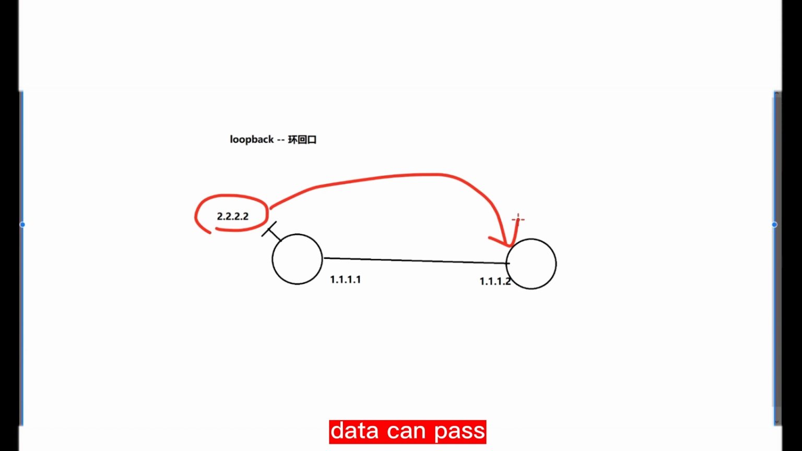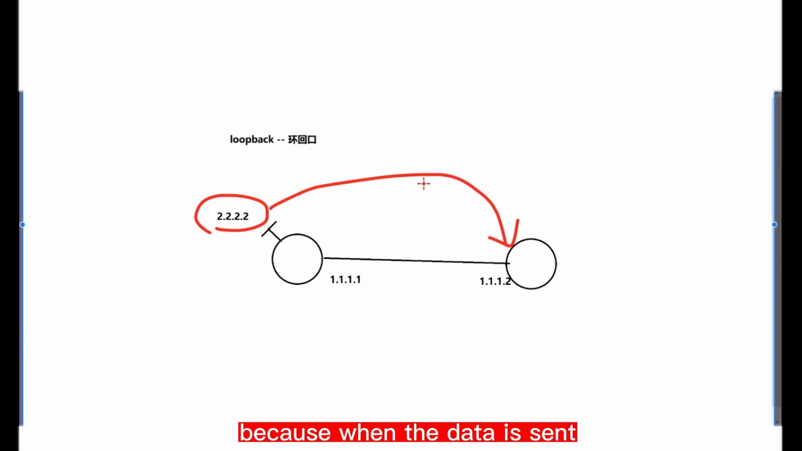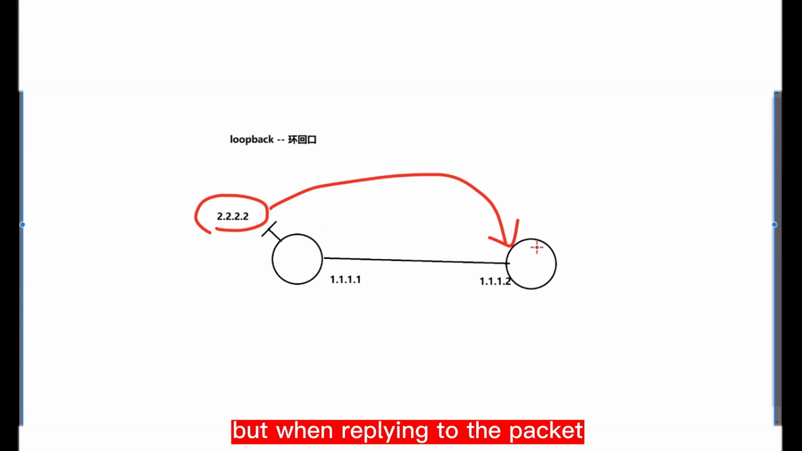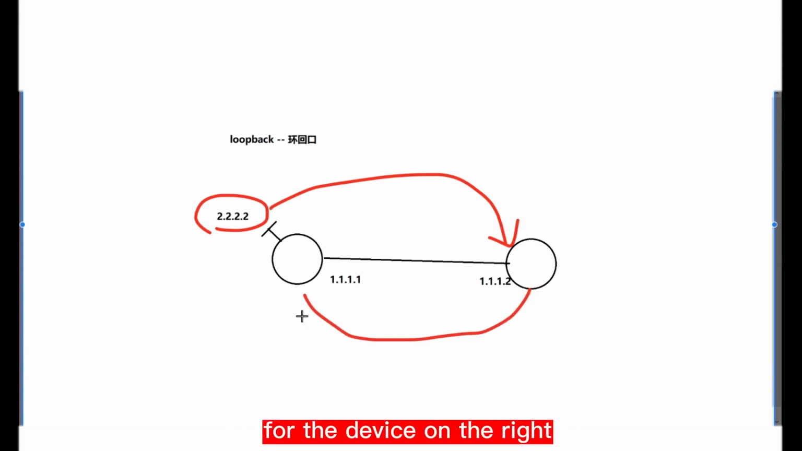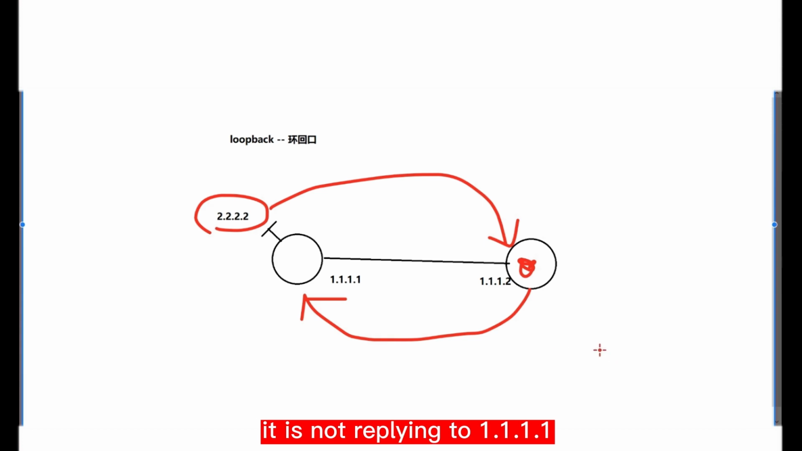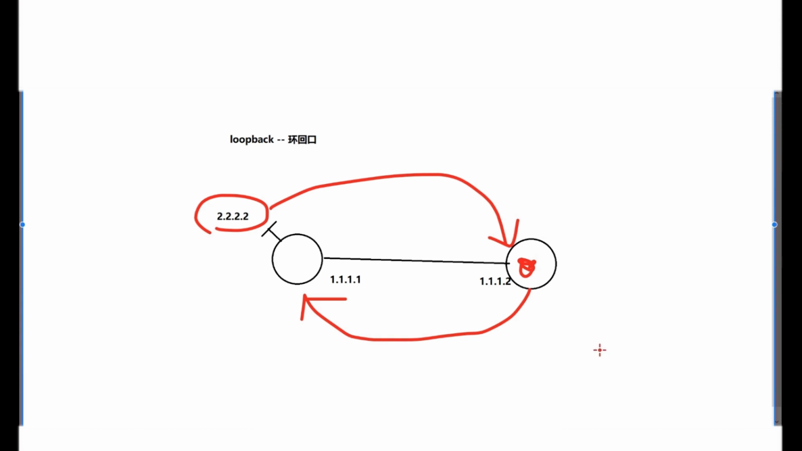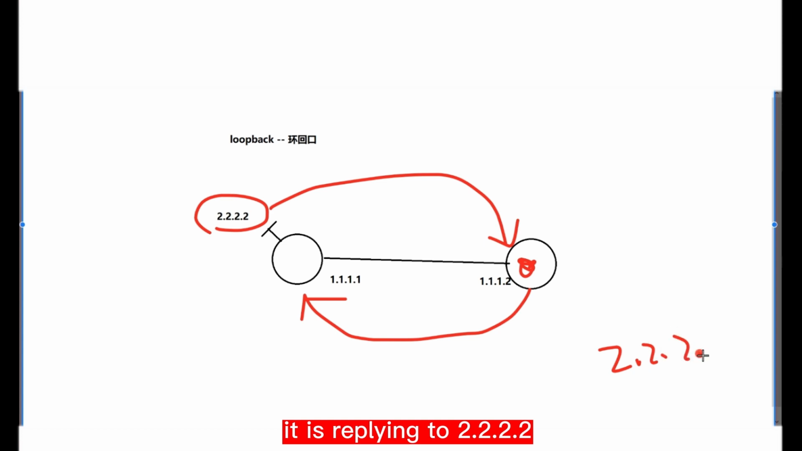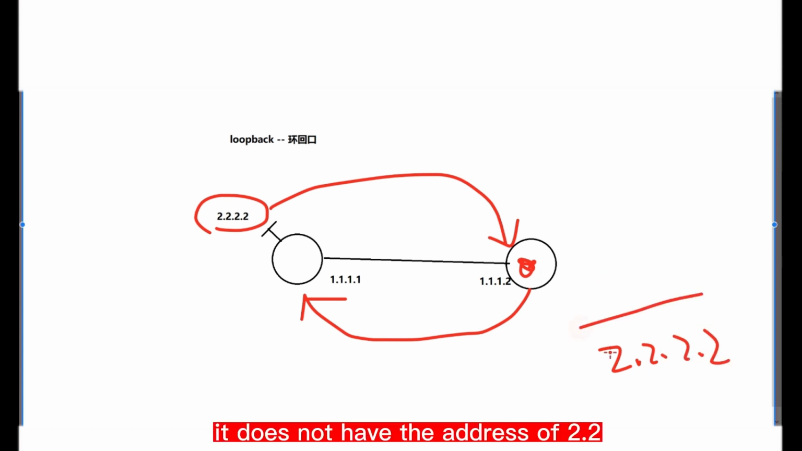Data can pass, because when the data is sent, it checks the route on this device. But when replying to the packet, for the device on the right, it is not replying to 1.1.1.1. It is replying to 2.2.2.2. It does not have the address of 2.2.2.2, then it can't come back.